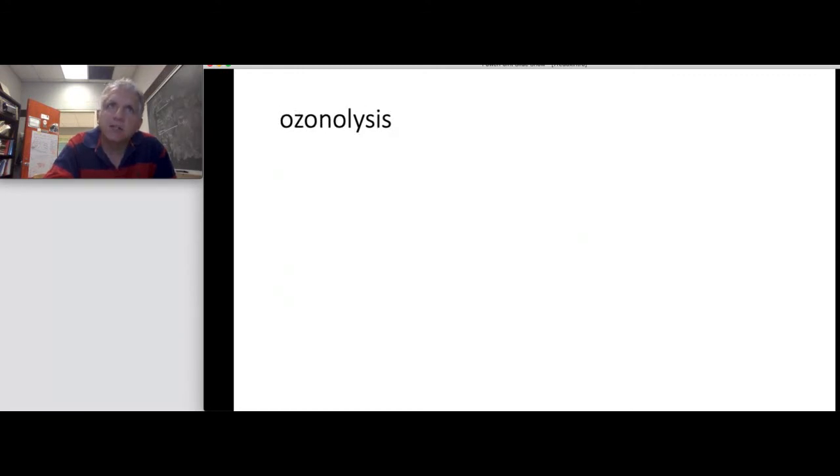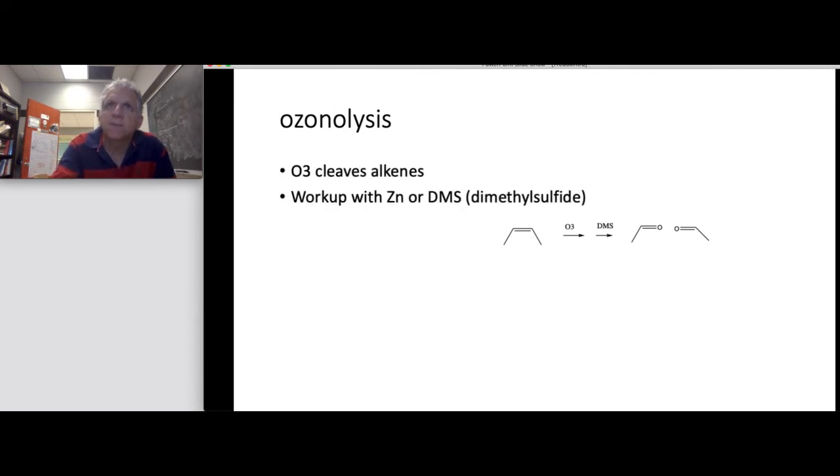And our last reaction of the three is ozonolysis. Lysis means to cleave. Ozone means ozone. And there is an ozonolysis reaction over there. And you see what's happened is the double bond was cleaved in half, and O's were put in its place. So it's definitely an oxidation. And it has a workup. And the workup can use either zinc or DMS. And what this does is it sort of soaks up the extra oxygen from the ozone.